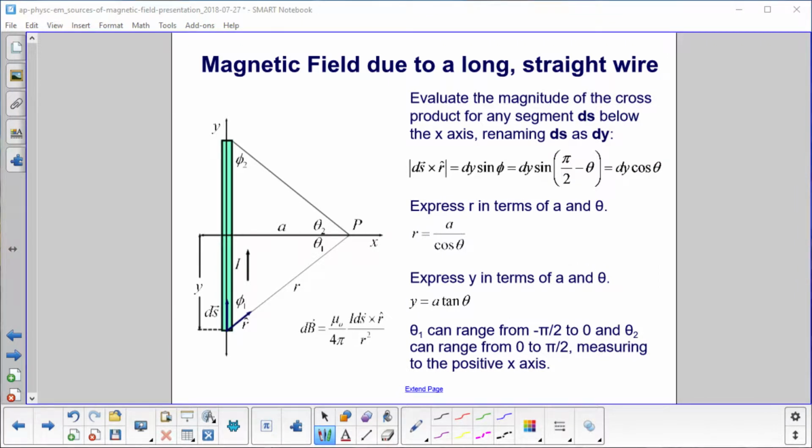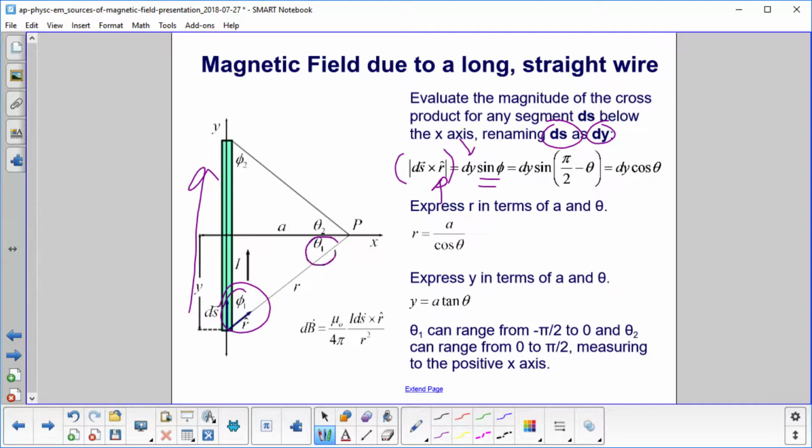Evaluate the magnitude of the cross product for any segment ds below the x-axis. So the first thing we'll do is rename ds as dy, because we know we're going to be integrating along the y-axis here. So ds cross r hat is going to be dy cross r hat. And what's a cross product equal to for the magnitude? Well, it's the magnitude of ds, or in this case dy, times the magnitude of the second vector, but what's the magnitude of a unit vector? 1, times the sine of the angle between them. So that's phi. So dy sine phi equals dy sine of pi over 2 minus theta.